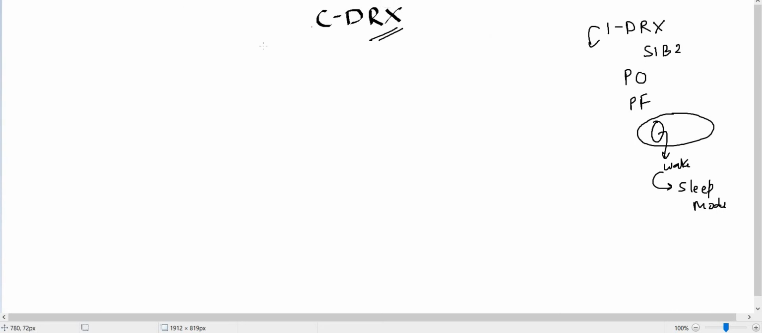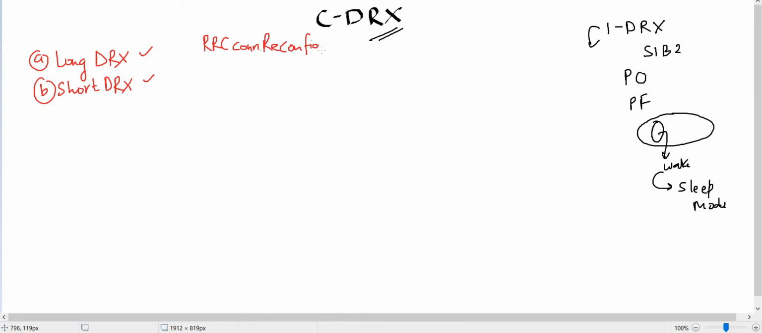C-DRX is actually of two types: one is long DRX, and the second one is short DRX. One important thing that I would like to tell you is that parameters related to both these types of DRX are provided to the UE in the RRC connection reconfiguration message. We will see what those parameters are. So first let's start with long DRX.